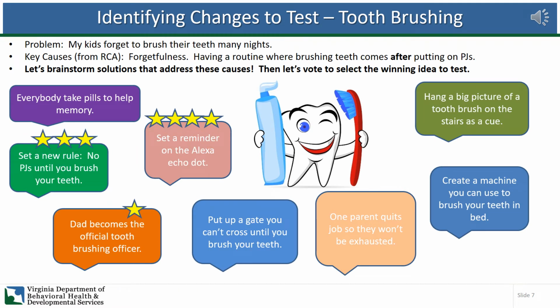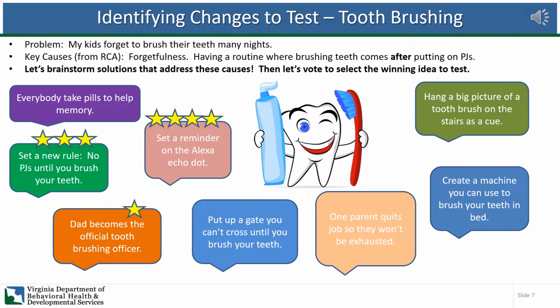So let's return to our toothbrushing example for what this might look like. So our problem was that my kids forget to brush their teeth many nights. The key causes that we identified from our root cause analysis were forgetfulness and having a routine where brushing their teeth comes after putting on pajamas. So we decided to use brainstorming to identify solutions to address these causes, and then we're going to vote on the ideas to select the winning one.